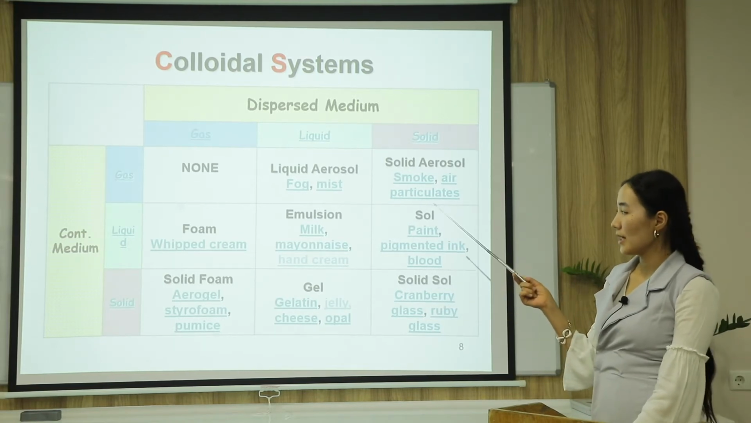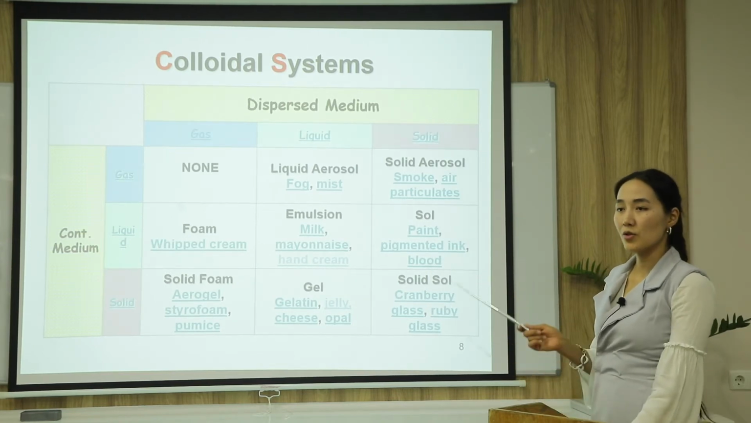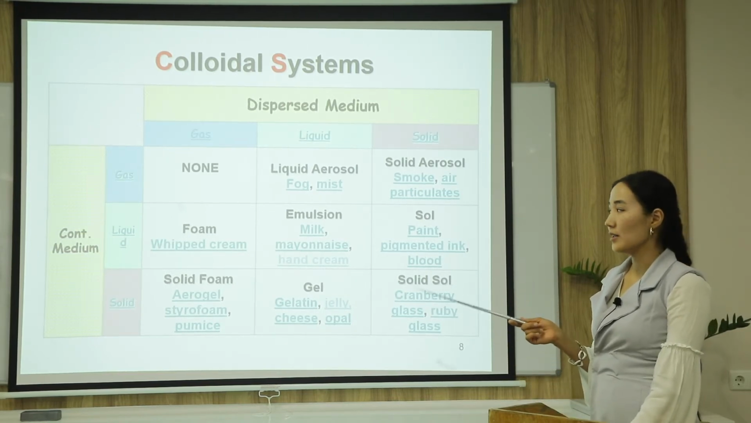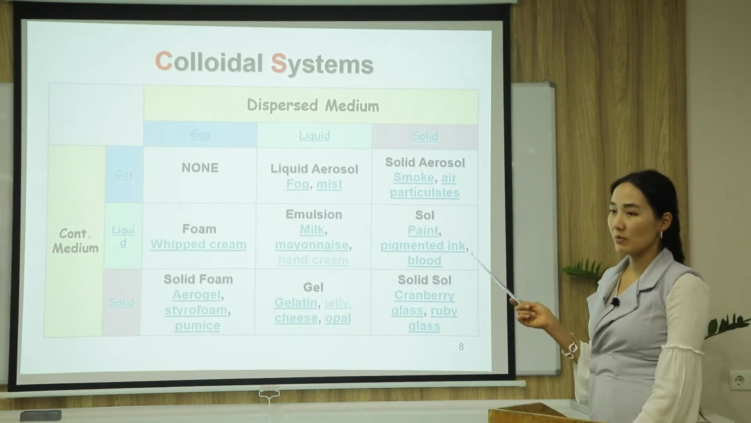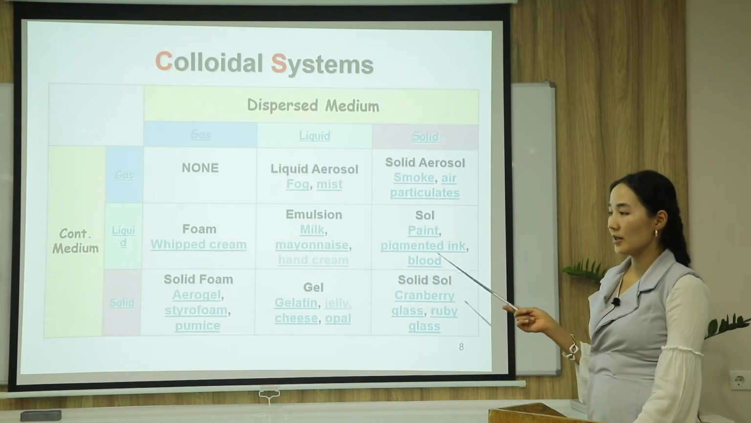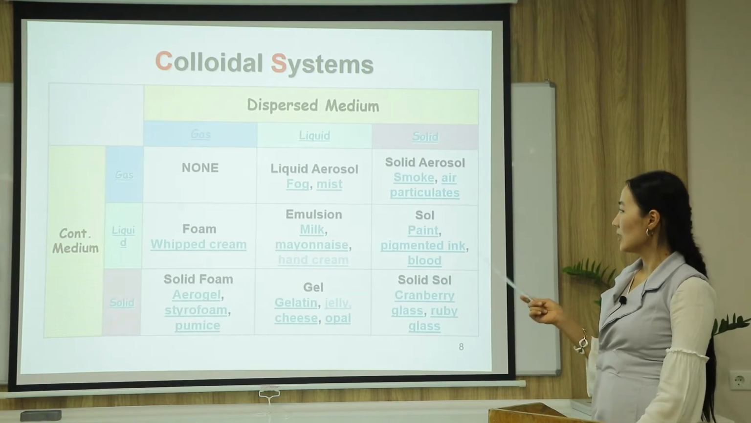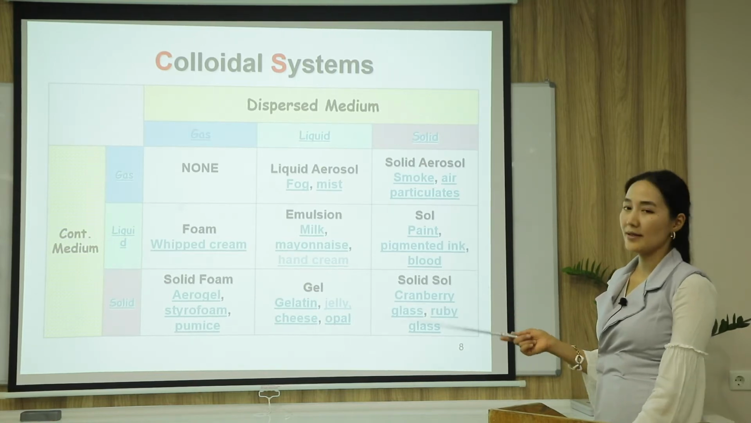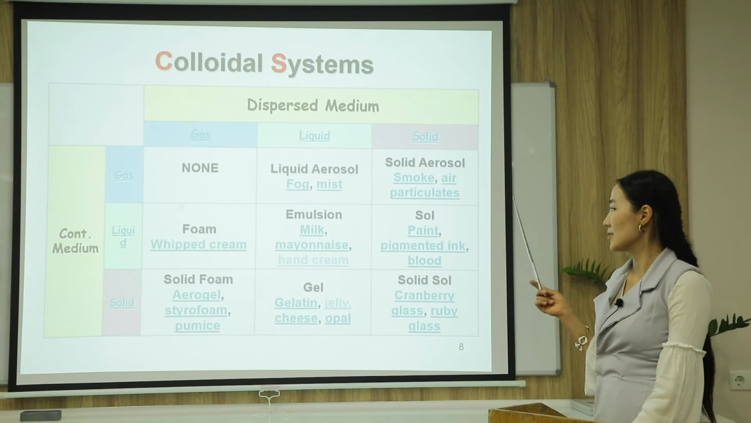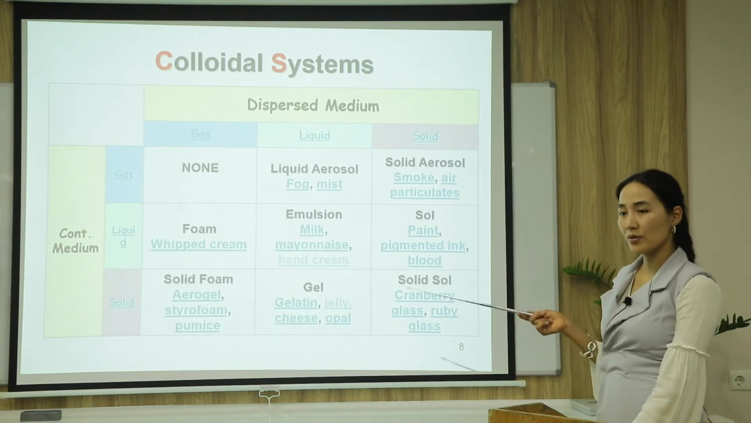In liquid and gas we have foam and whipped cream. Whipped cream is mostly used in bakery, in cake baking. In liquid and liquid there are emulsions, milk, mayonnaise, hand cream, some cocktails and drinks. Solid in liquid gives sol, paint, pigmented ink, and blood. Yes, human blood is also a solid in liquid colloidal system. About this I will talk to you further.